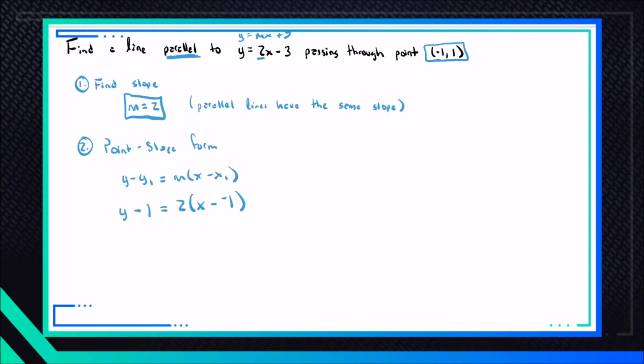Now let's solve this so this looks like an equation of a line. So that's going to be y minus 1 is equal to 2 times x. Negative 1 minus 1 is a positive 1, multiplied by 2 is a positive 2, and then we're going to add 1 across to solve for y. So y is equal to 2x plus 3.